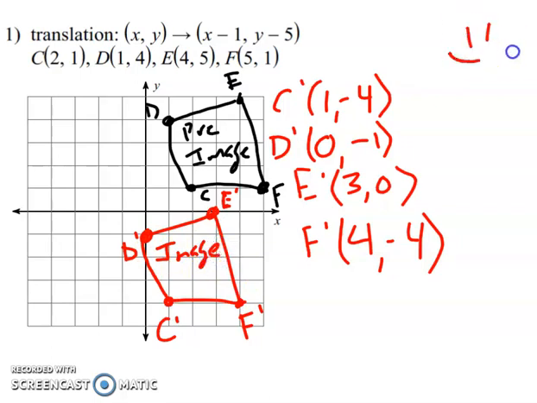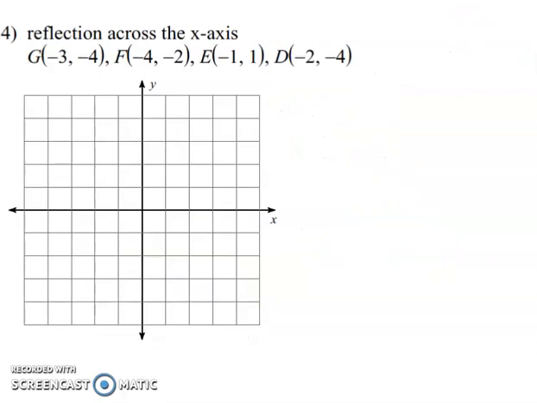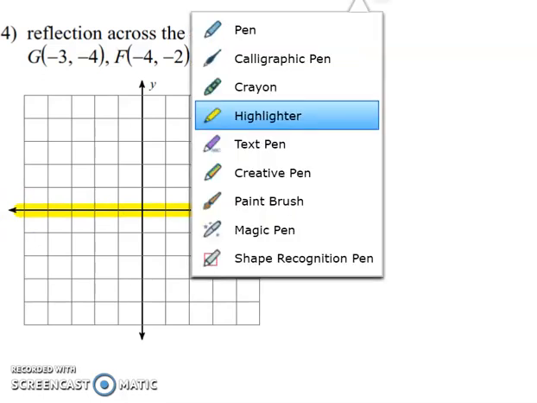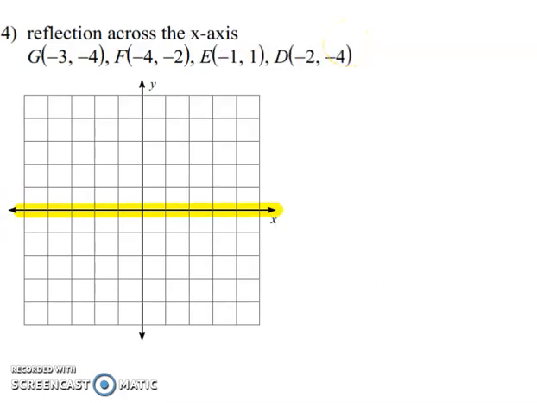Awesome. Nice job, folks. Let's keep it rolling. In this example, we're reflecting across the x-axis. So I'm just going to highlight for us the x-axis. So we're going to be reflecting across there. What I'm going to do is graph the quadrilateral first, and then we're going to reflect it.